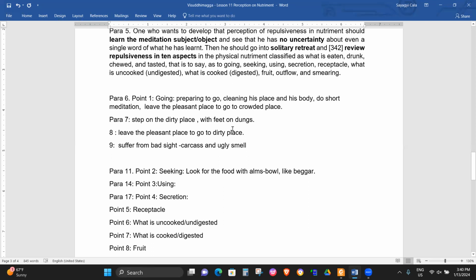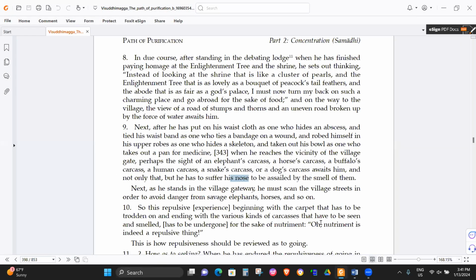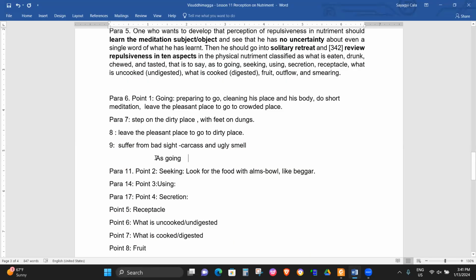So all this must be what he's trying to say. He had to endure all this experience, going from his very nice place to a dirty place. Before that, he has to prepare his body and mind, and preparing the body also takes time. Then he leaves the pleasant place, goes to a dirty place, steps on dirty ground, and suffers from bad sights and ugly smells. Because of this, it says that going looking for nutriment, that's how he perceives it: nutriment is indeed a repulsive thing. Okay, right.